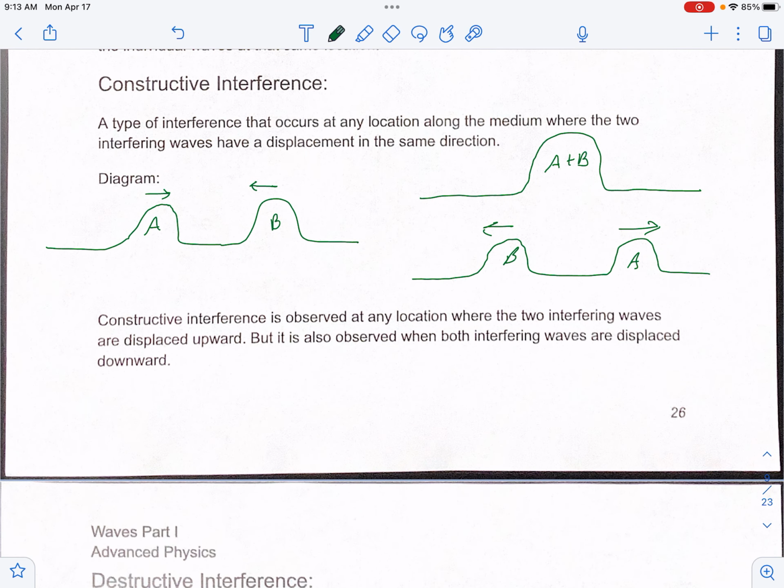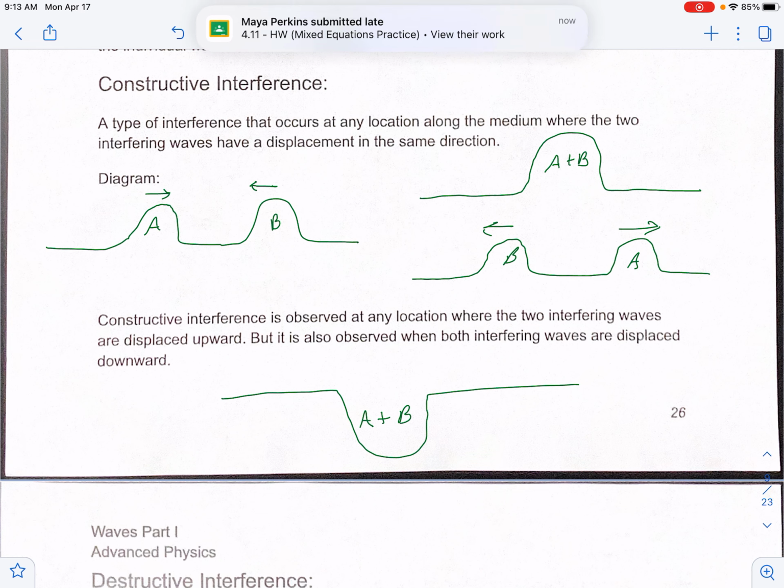Now, constructive interference is observed at any location where the two interfering waves are displaced upward, but it's also observed downward. So if A and B were flipped over, it would be like combining both of them just in the down part. Same concept, but up and down doesn't make any difference. If both the waves were down and they met in the middle, then the amplitude would be bigger downward. And then they would just move on just like they did in the diagram above.